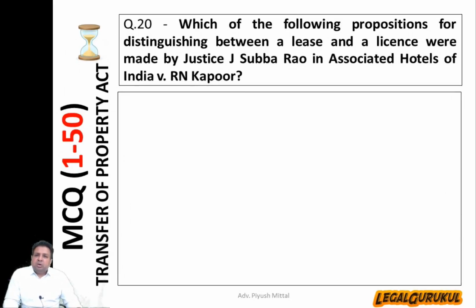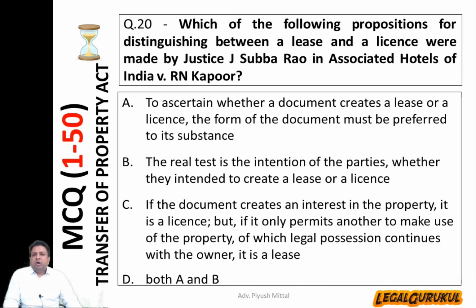Question number 20. Which of the following propositions for distinguishing between a lease and a license were made by Justice J. Subba Rao in Associated Hotel of India versus R.N. Kapoor? Option A. To ascertain whether a document creates a lease or a license, the form of the document must be preferred to its substance.